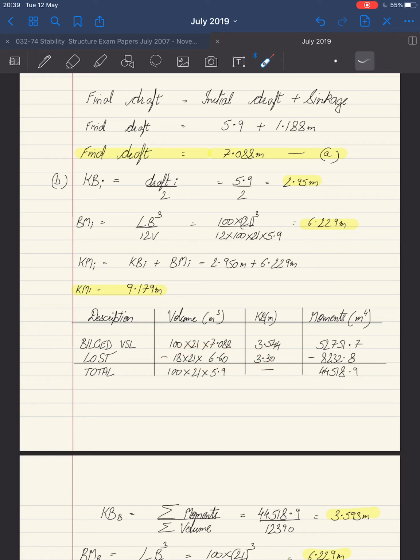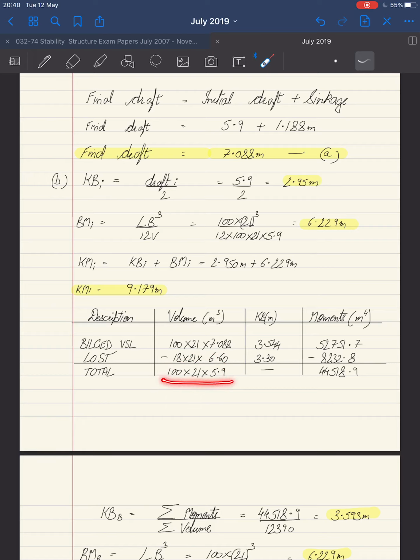Now the total volume is 100, which is the length of the vessel, times breadth, which is 21, times the initial draft. This will always be equal to this value. Alternatively, if you don't remember this, you can straight away get a numerical value by solving this number and write it down separately, and simply take off this number from the above. You'll get exactly the same answer.